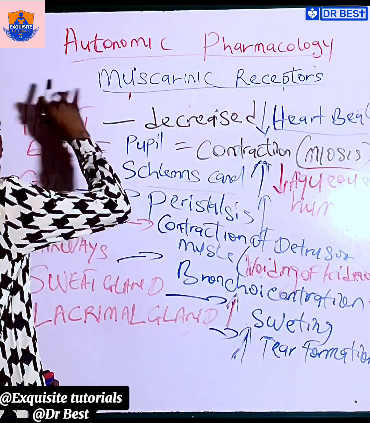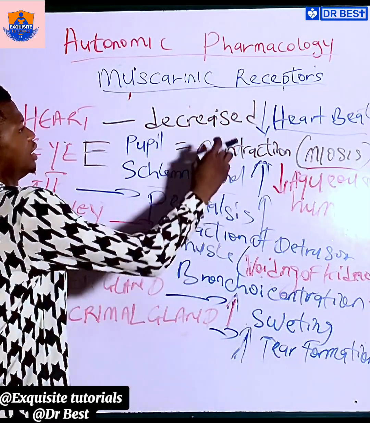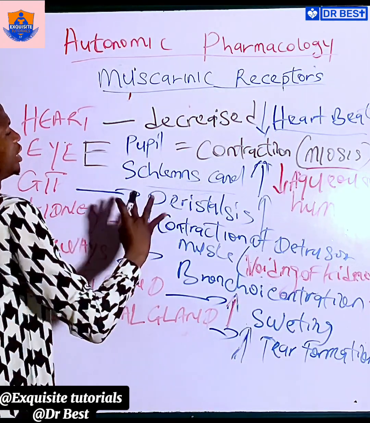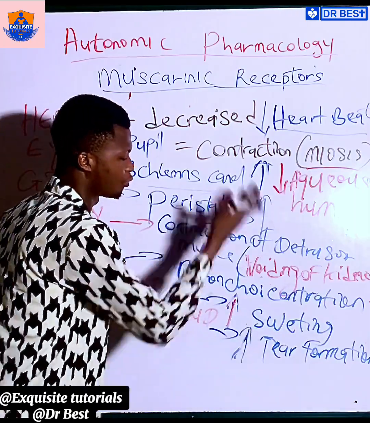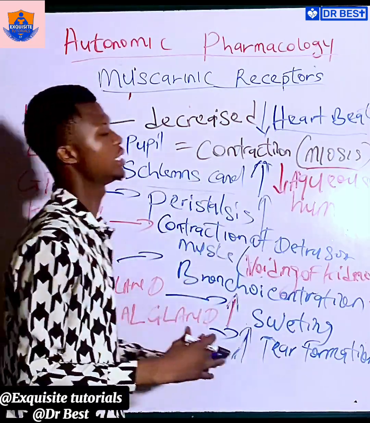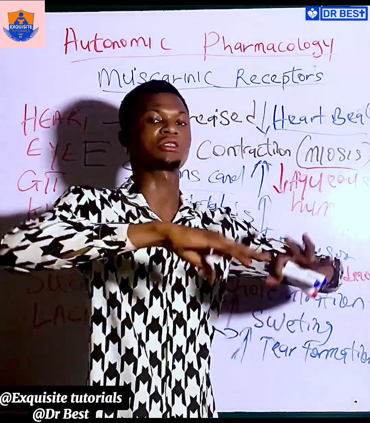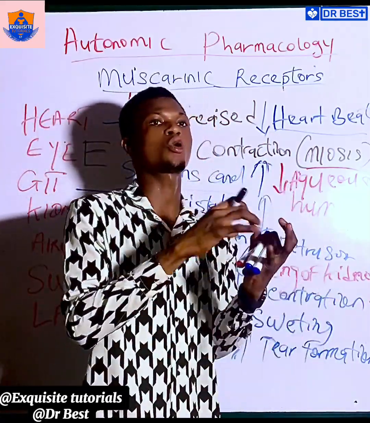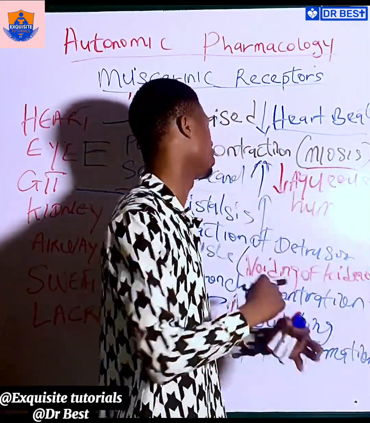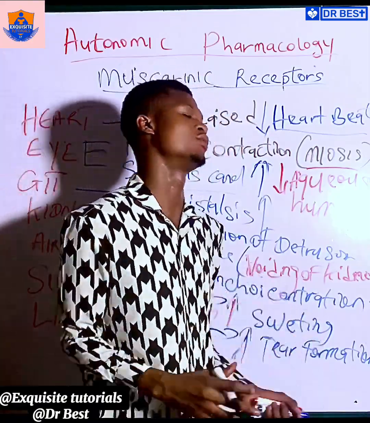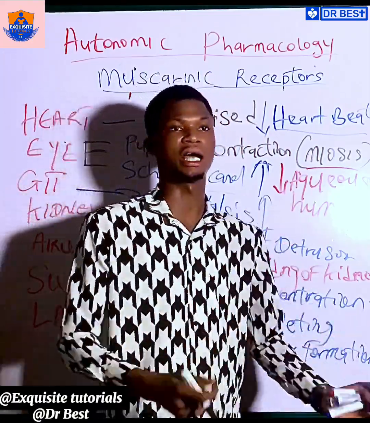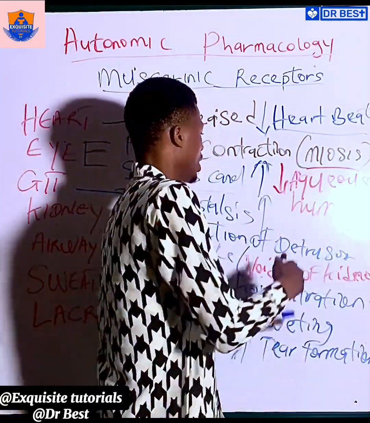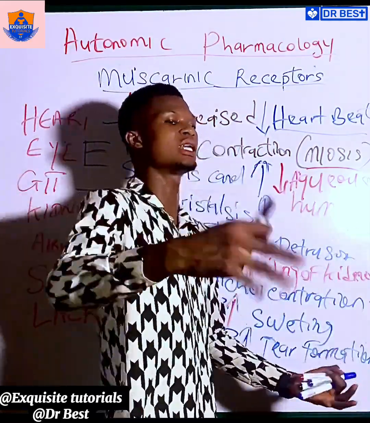Now if you check muscarinic receptors in your heart, apart from your heart that is causing bradycardia, right? In almost all parts of your body, especially those parts of your body that have to do with secretion, your secretory organs, it causes increased secretion in most of these places. In your sweat gland, your lacrimal gland, it causes an increased secretion. You can also check out your GIT, it causes increased peristalsis.